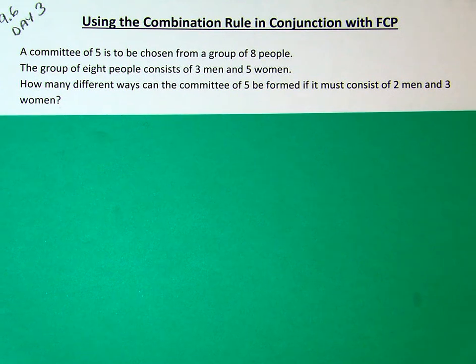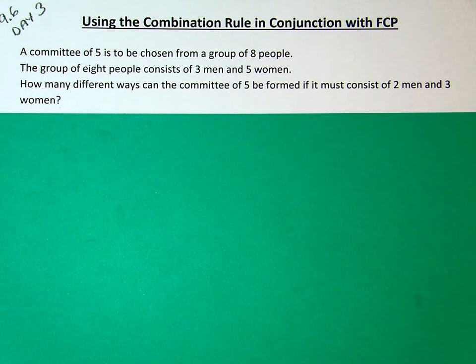This is day 3 of section 9.6, and for our example today, it says a committee of 5 is to be chosen from a group of 8 people. If that were the end of the problem, this would be 8C5, problem finished. But what's happening here is we're breaking down the big group into smaller subgroups.